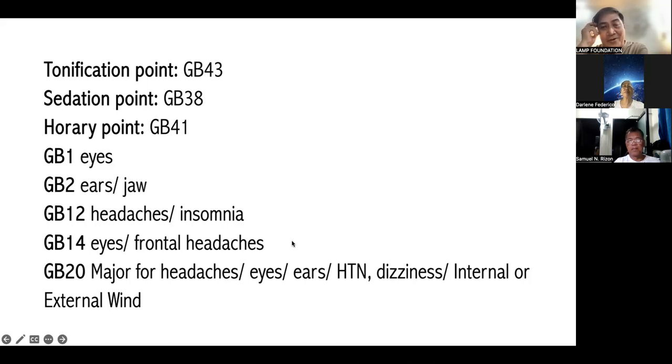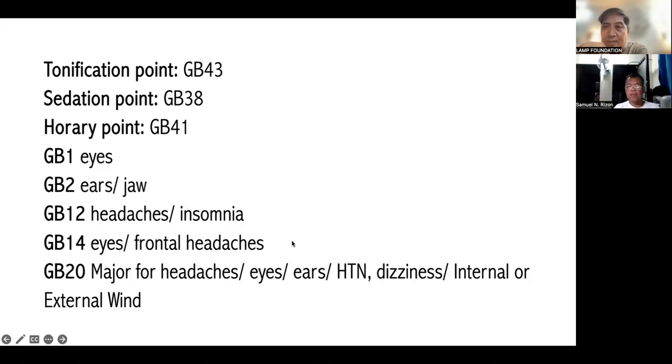Very good. Now he got it. What about the sedation point? GB38 po, kasi po yan yung fire, kailangan ko gamitin po ang sedation as a river point. So sedation point is fire, the fire point, GB38.